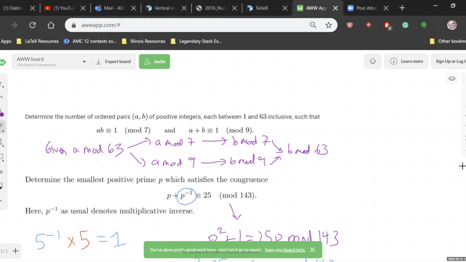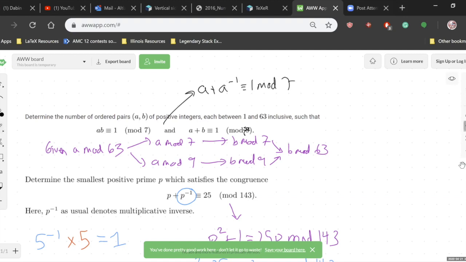I realized that you could still do something interesting when the moduli are the same. So let's say AB is congruent to 1 mod 7 and A plus B is congruent to 1 mod 7. If you combine those two things into one equation, you get A plus A inverse is congruent to 1 mod 7. That's the system you have to solve. If you multiply by A, you get a quadratic, and then it's just a matter of making sure the numbers work out in such a way that you can't hack it.